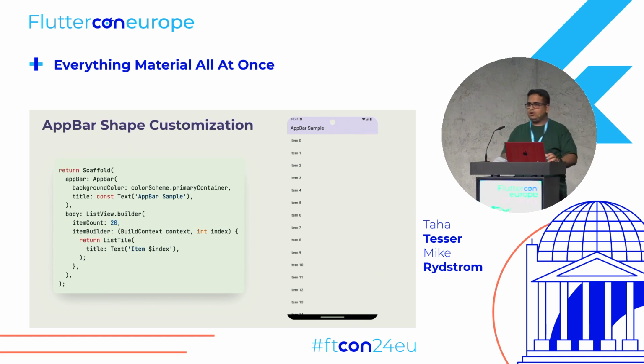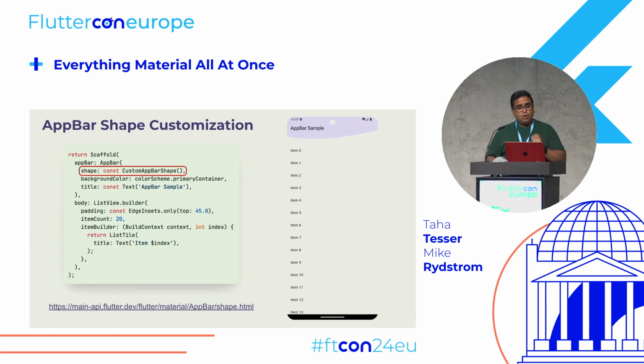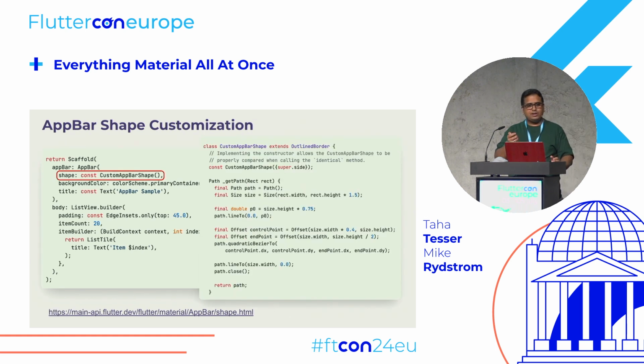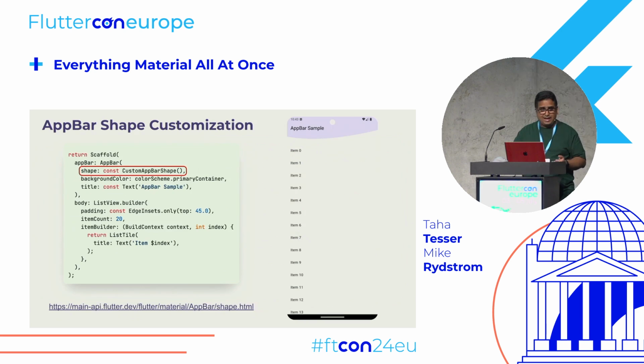With app bar, you could customize it with background color. You could customize the shape of it. Here I just have a list and an app bar. You could also provide a custom shape to this with the shape parameter. But this is not just a rectangular border. It's not a rounded rectangular border. This is an extended outline border. This allows you to have a shape that looks nothing like a rounded rectangular border, right? You can see it's a wavy corner, wavy shape.